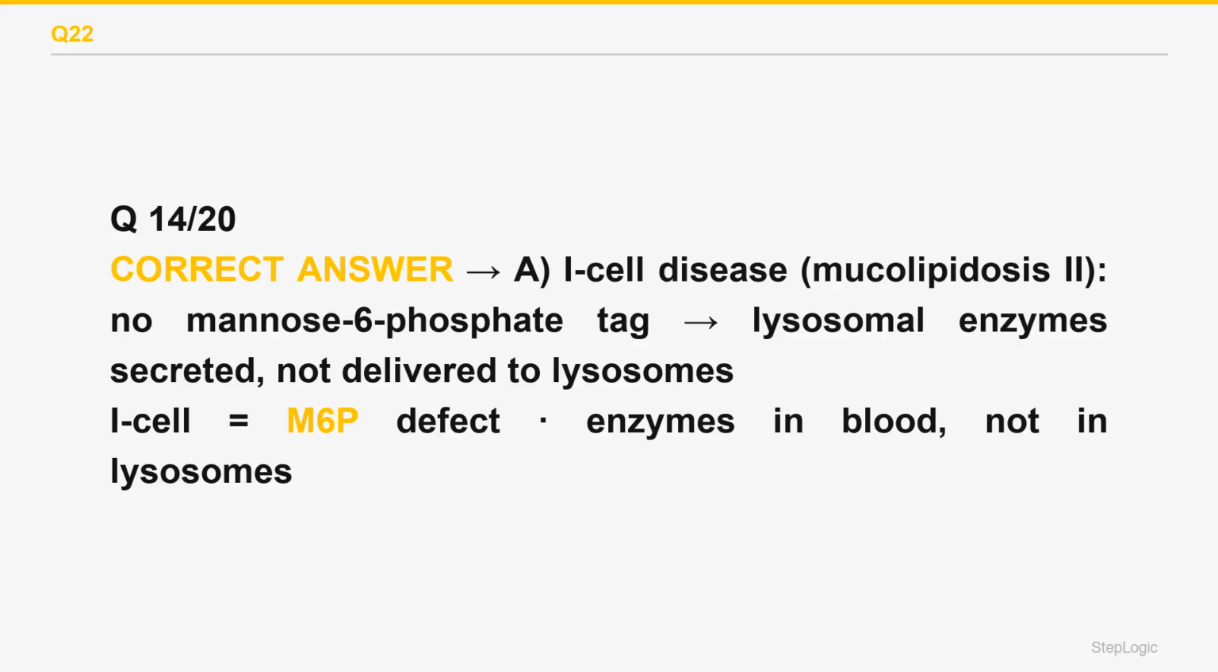The paradoxical finding, high lysosomal enzymes in the blood but deficient enzymes inside the cell's lysosomes, is the diagnostic signature, and it points to a trafficking or targeting defect rather than a missing single enzyme. Clinically, I-cell disease resembles severe Hurler syndrome with coarse facial features, clouded corneas, restricted joint movement, gingival hyperplasia, and developmental delay, and is usually fatal in childhood. The failed mannose 6-phosphate tagging causing mislocalized lysosomal enzymes is I-cell disease.